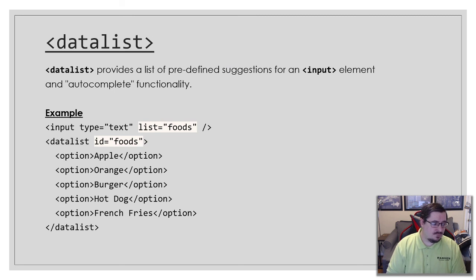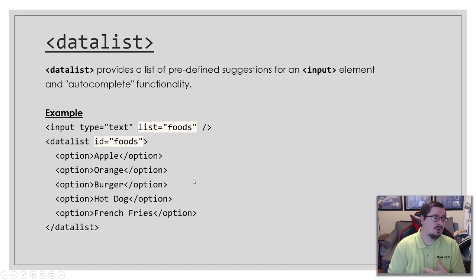Okay. So there's a few different ways to implement autocomplete. And one way to do that in HTML5 now is to use this datalist tag. So the datalist allows us to provide a list of options. So here I have a datalist with ID foods, and it's got a few different options inside of it. So I've got an apple, an orange, a burger, a hot dog, or French fries.